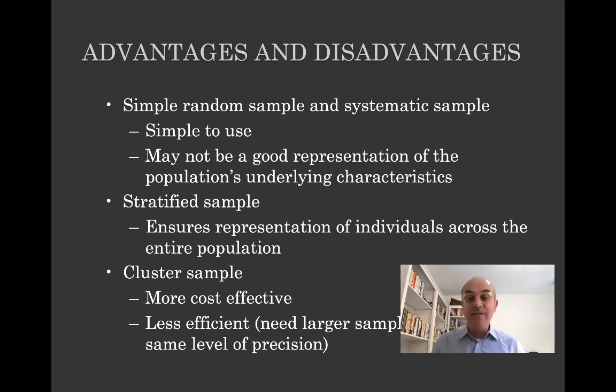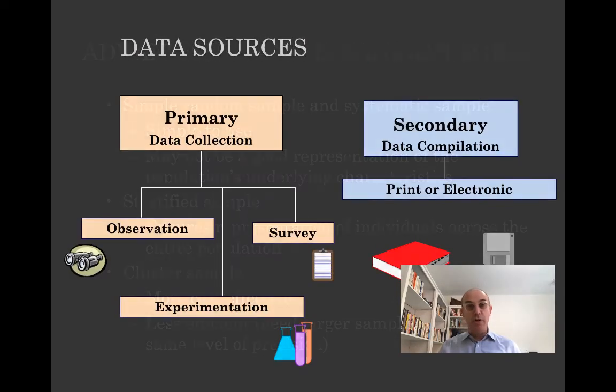So those are the advantages and disadvantages of each sample. Simple random sample and systematic sample are simple to use and give a good representation of the population that we are trying to study. Stratified sample ensures representation of the individuals across the entire sample, which is a key component to its strength. Cluster sample is more cost efficient, but less efficient, and needs a larger sample to achieve the same level of precision.